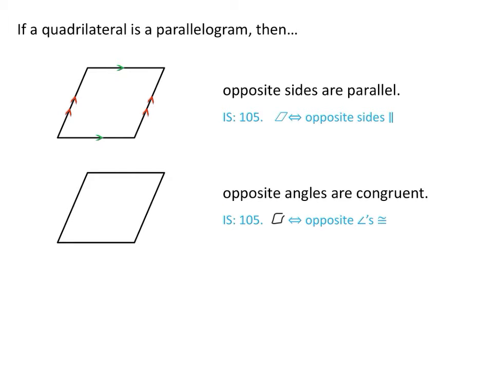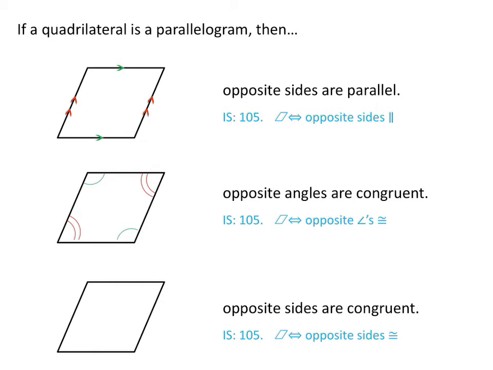Next property or theorem: if a quadrilateral is a parallelogram, then opposite angles are congruent. We have a matching number of arc marks on the opposite angles, indicating congruence. And then the next property is opposite sides are congruent. And so we can have matching tick marks on opposite sides, indicating congruence.